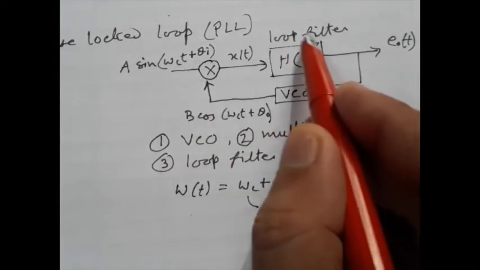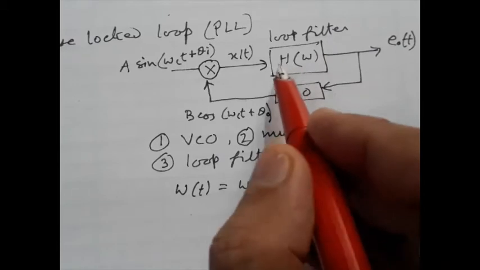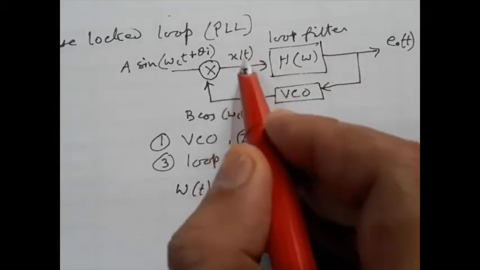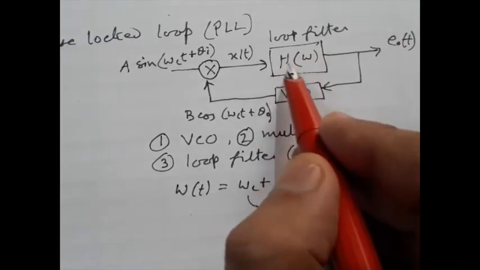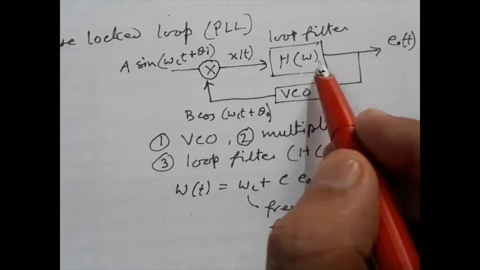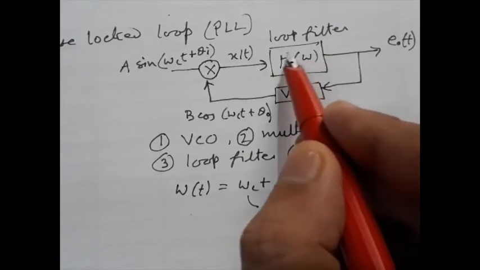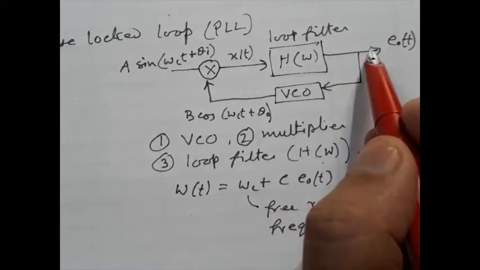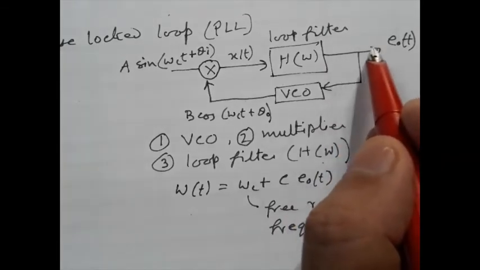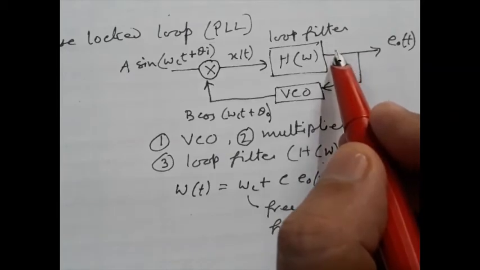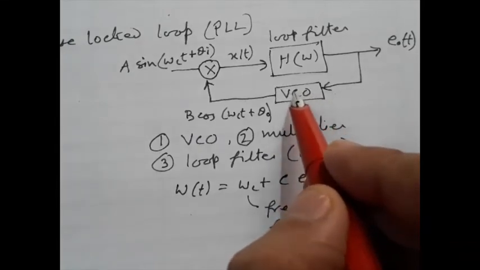This loop filter is basically a low pass filter. The x(t) is the multiplier output. So the loop filter will eliminate the high frequency components of this multiplied signal, and it will allow only the low frequency component, which is the error, to pass through this filter, so that this error can be used to control the frequency of the VCO.